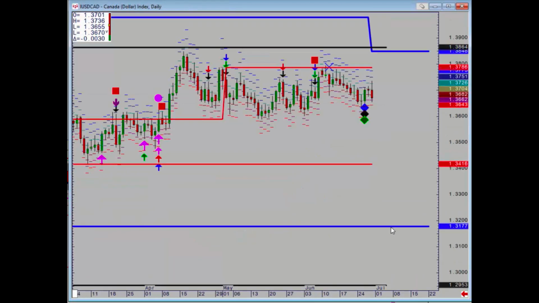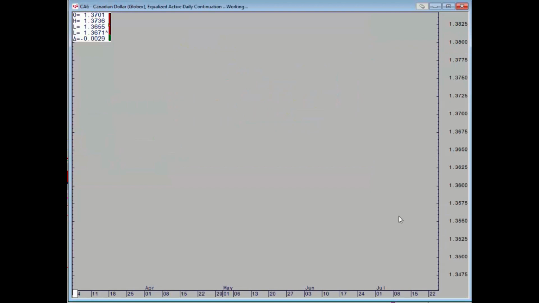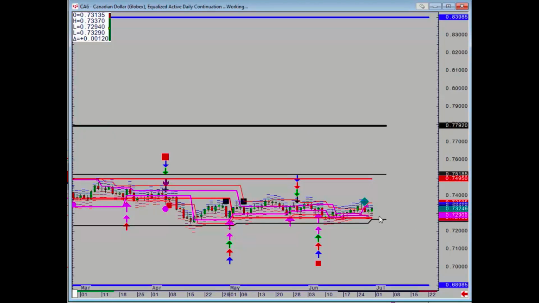Dollar CAD pretty quiet. Those diamonds signified that the downtrend, which is not much of a downtrend, had finished. On the futures, a new weekly level's risen up, so 72.66.5. So close below there, negative on the futures, positive on the spot.